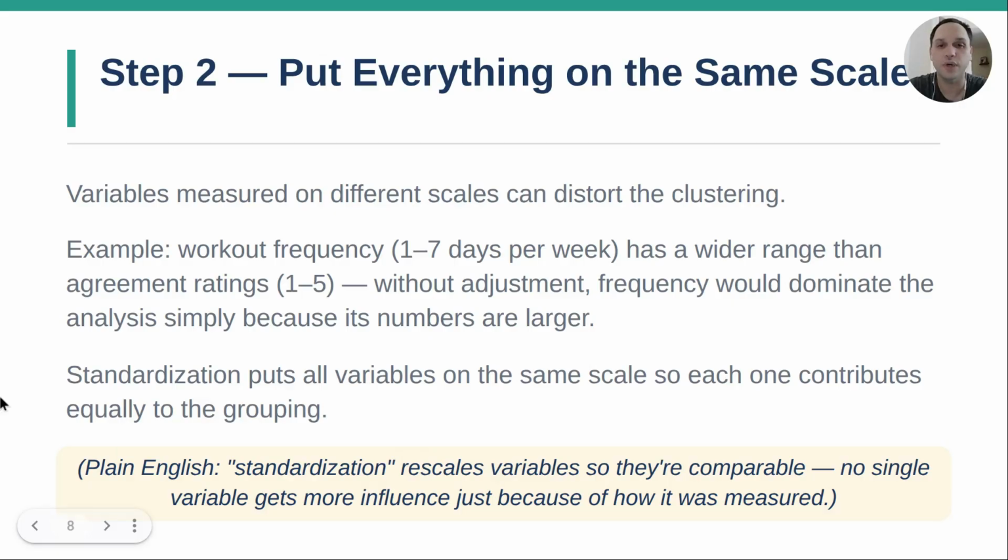Before the algorithm runs, you need to put all your variables on the same scale. Here's why. If workout frequency is measured from 1 to 7 days per week, and agreement ratings are measured from 1 to 5, the frequency variable has a wider numerical range. Without adjustment, the algorithm would give frequency more influence in the grouping, not because it is more important, but because its numbers are bigger. Standardization rescales all variables so they're on a comparable footing and each one contributes equally to how people get sorted into clusters.